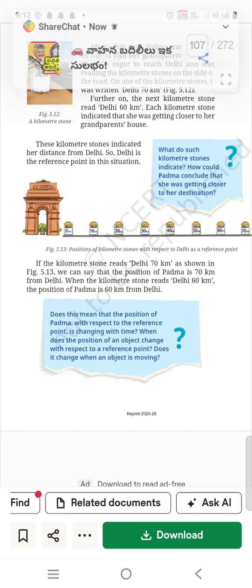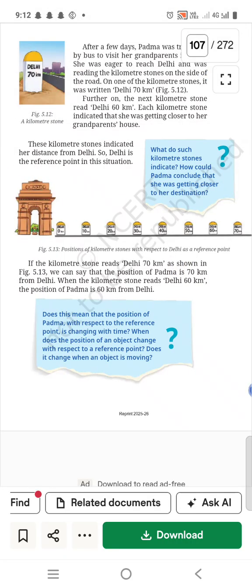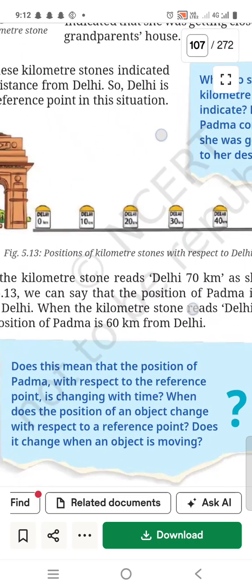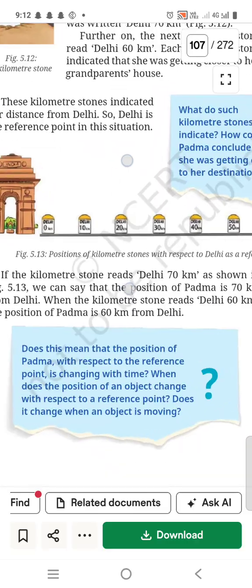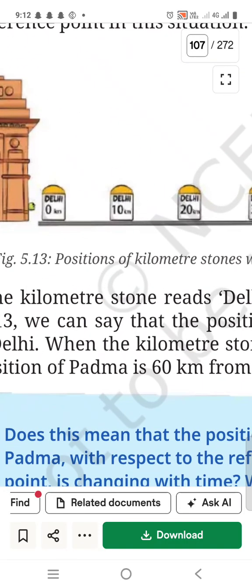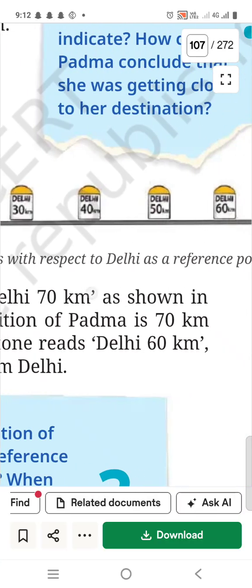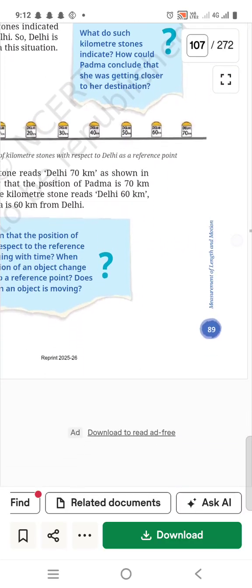On highway roads you can see stones with markings like 10 kilometers, 0 kilometers, and similarly here also they put them. This is also called a reference point.